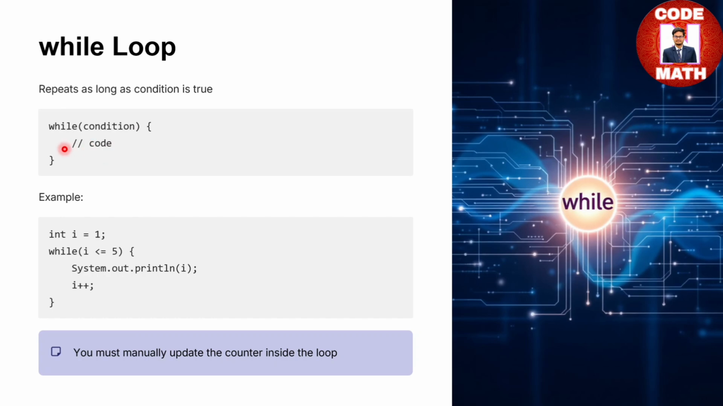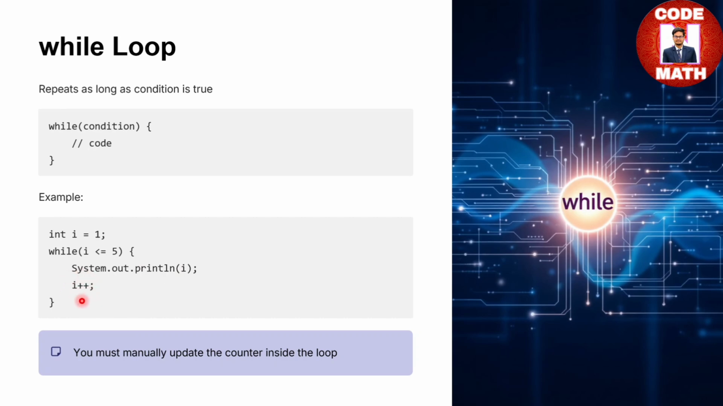Okay, and we'll write the execution of the code, that is what we want to do. So if we talk about the example, first we initialized i is equal to 1, and we wrote the while keyword. Then we gave the condition: when i is less than or equal to 5, only then will this loop run.